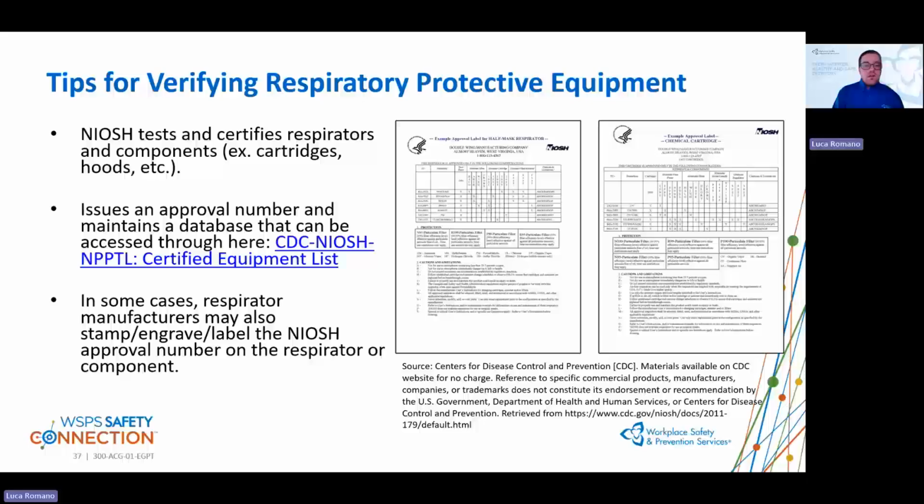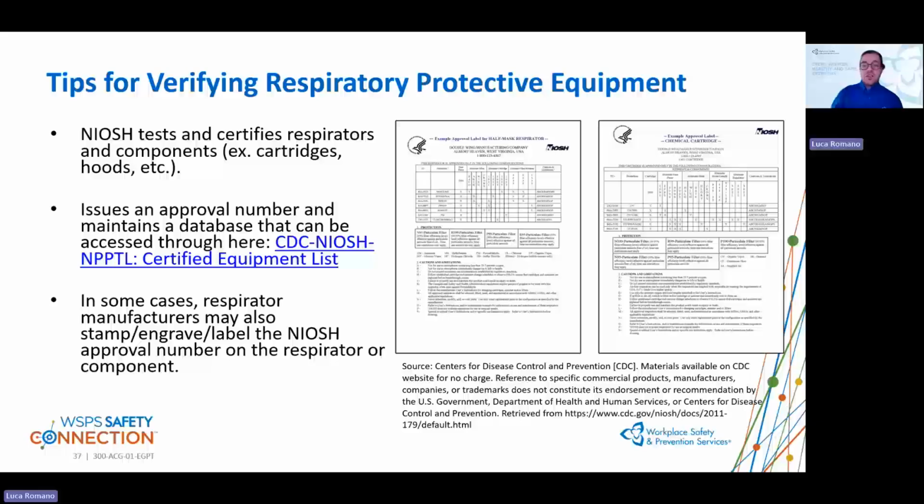When you're verifying respiratory protective equipment, there are some ways to go about doing this. I have some images here showing examples of NIOSH related certificates. NIOSH tests and certifies respirators and their components. This includes cartridges and hoods, not just the respirator facepieces themselves. When they test these devices and they're approved, an approval number is issued for these components. You can take a look at these on NIOSH's certified equipment list website.